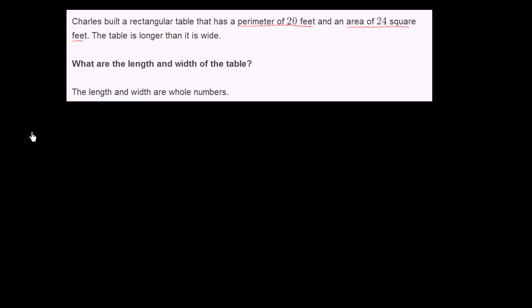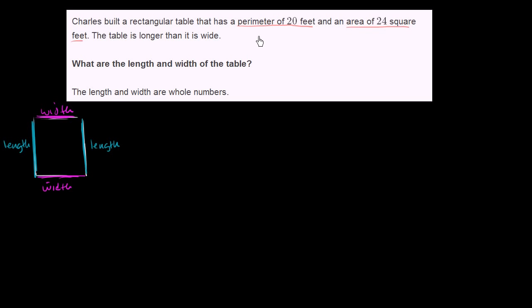So let's draw this table here. The table might look something like this, where this dimension right over here is the length. We could also write length here to show that these two sides have the same length. And then we could call this dimension right over here the width, and this is also, of course, the width as well. This is a rectangle, so these two sides are going to be the same.